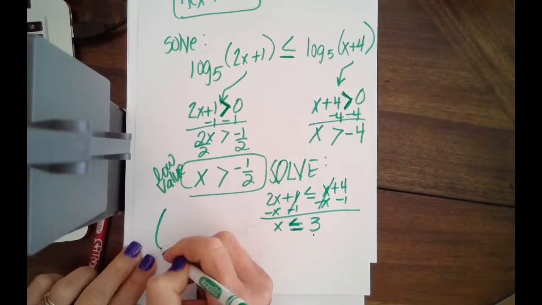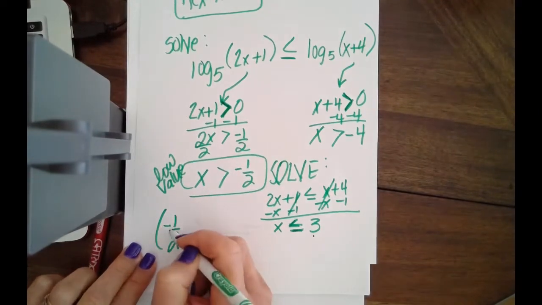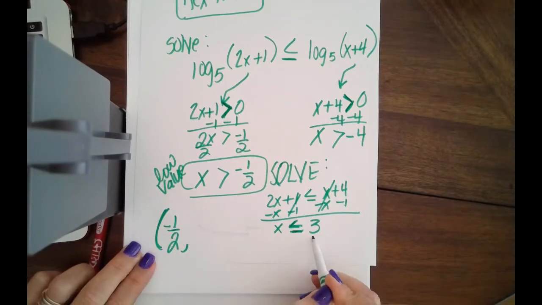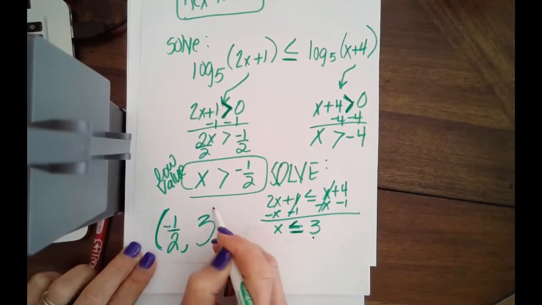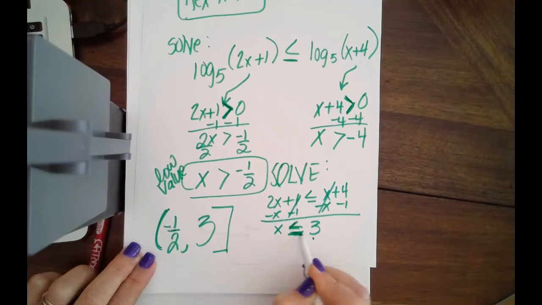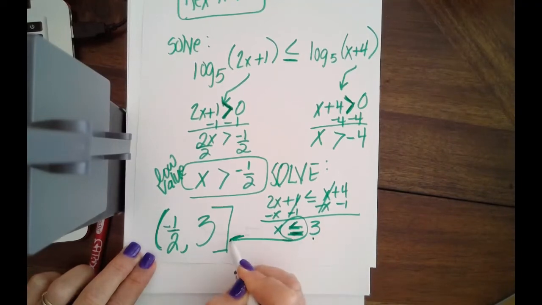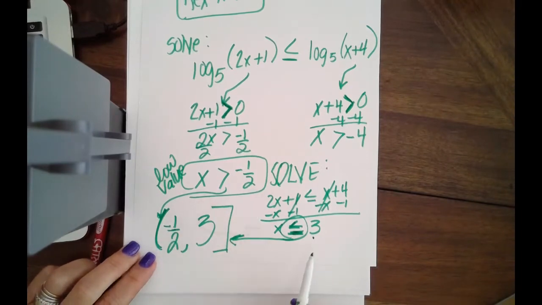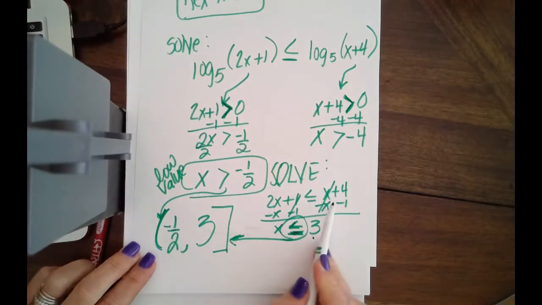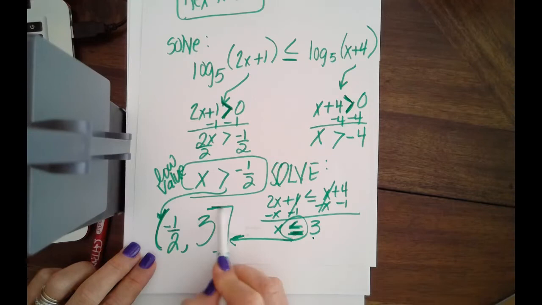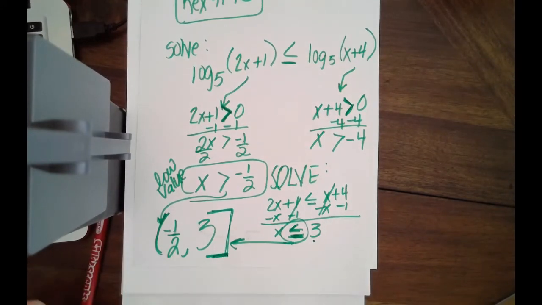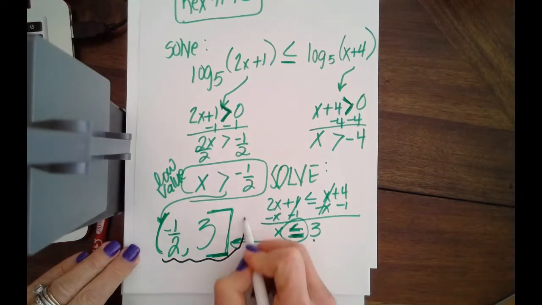So negative 1/2, the lowest value, not including, that's why there's a parentheses, all the way up to a high value of 3, and we can include 3 because we have the equal bar. So we have a parentheses on the left, negative 1/2, 3 is our highest possible, that came from the solving portion, and we know that 3 is included, so you're going to have a bracket. So this is going to be your answer here. This is what I'd be looking for right here.